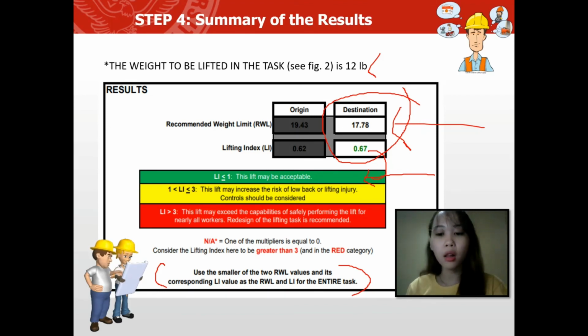So that would be all for our assessment of RWL using the NIOSH equation. We conclude that the task we have, the lift in the figure, may be acceptable.